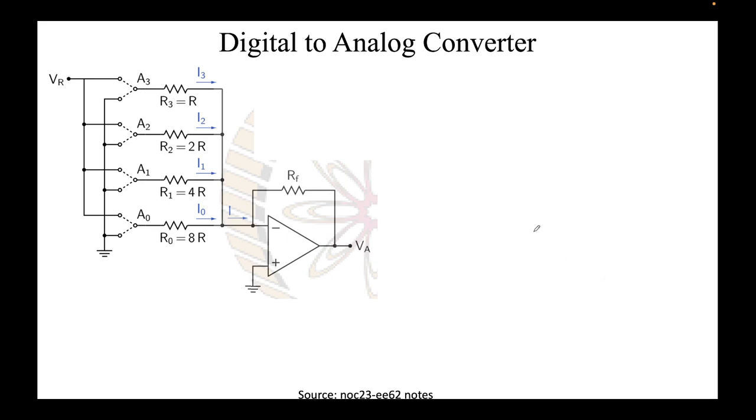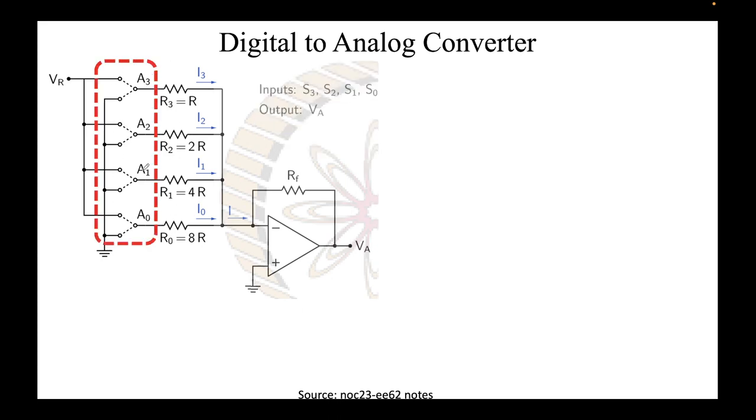But typically what we use is a weighted resistor circuit. You can see again the same here. This is from the lecture notes, by the way. In the previous example, this side had some definite voltages V0, V1, V2 and V3. That's not the case here. A0, A1, A2 and A3 are your inputs, right? But we need to convert them. You can assume that these are switches. Depending on whether A3 is high, the switch will connect to V3. If A3 is low, the switch will connect to ground. Hence V0, V1, V2 and V3 are determined by that.